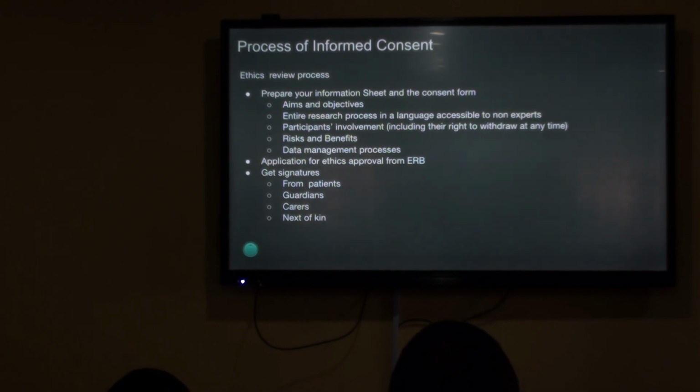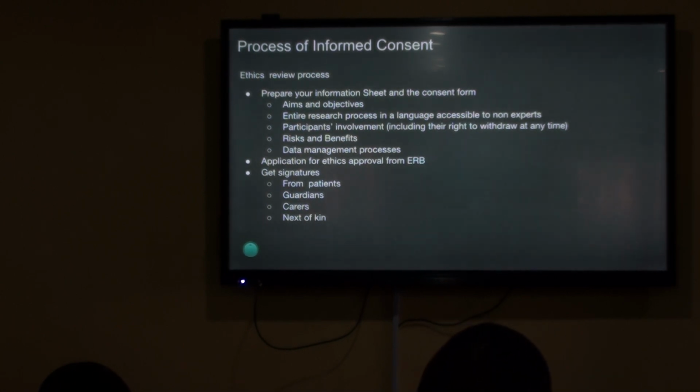So you have to prepare an information sheet about your experiment. You have to provide all the aims and objectives that you can think about in this document. The language has to be easily accessible, as I said earlier. On risks and benefits, don't be quick to write that there are no risks involved. Think about it. Reflect before you say there are no risks involved, because it's very easy for us as researchers to say there are no risks because we don't want to go through the process of ethics review, right?